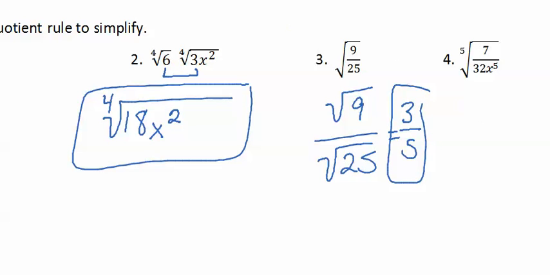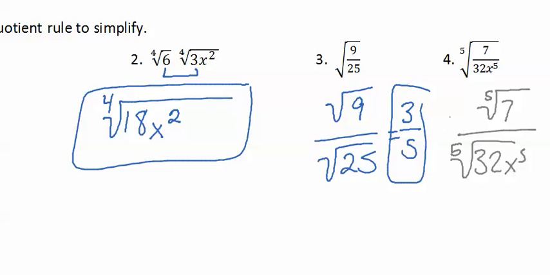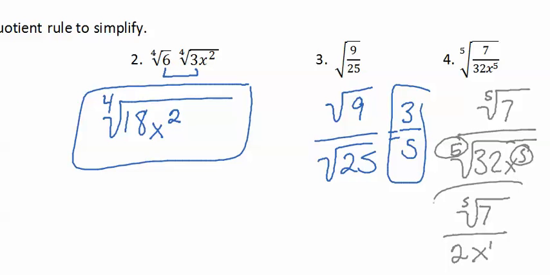Then for number 4, we're going to do the 5th root of 7 over the 5th root of 32x to the 5th. Now, you can't take the 5th root of 7, but you can take the 5th root of 32, which will be 2, and the 5th root of x to the 5th, remember, we're seeing how many times it can go in. It can go in 1, so it's x to the 1st. So that's going to be our answer for number 4.